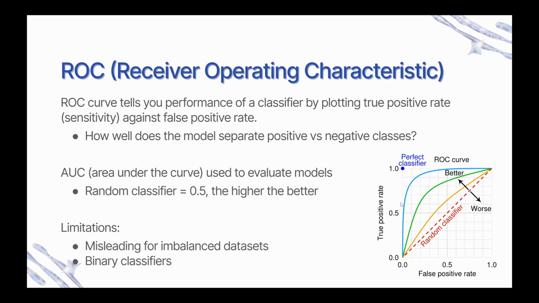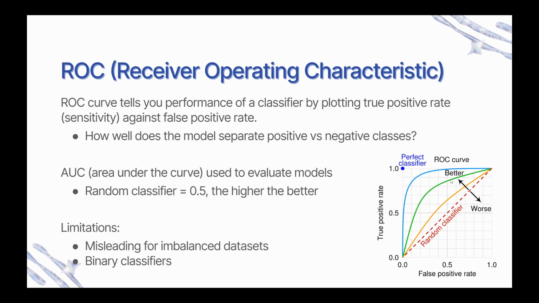It's 1 by 1. If the area is 0.5, then it's bad, right? Because it's like this triangle down here. And you want the AUC to be as high as possible, right? Because as you get to the top left corner, the area under the curve increases more and more and more.